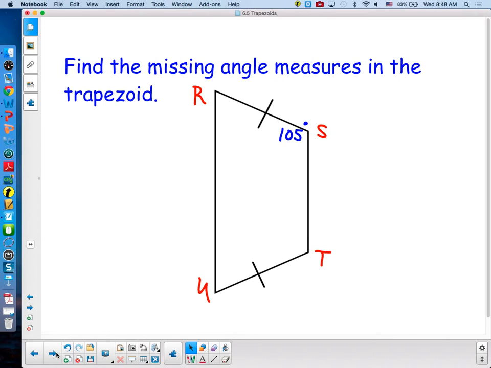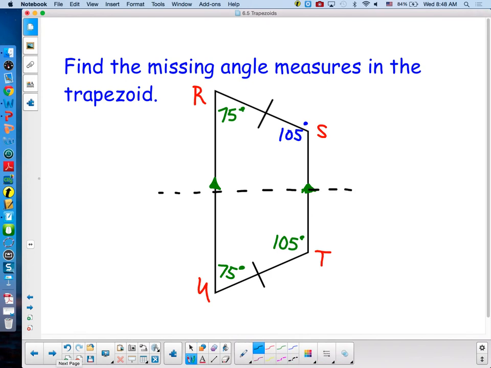Okay, find the missing angles in this trapezoid. Is it isosceles? Yes, it is. So this should have been 105. This would be 75, and this one would be 75. The bases were segments ST and RU. So think about where you would fold it if you didn't get that right, especially. Think about folding it so that the two halves match.